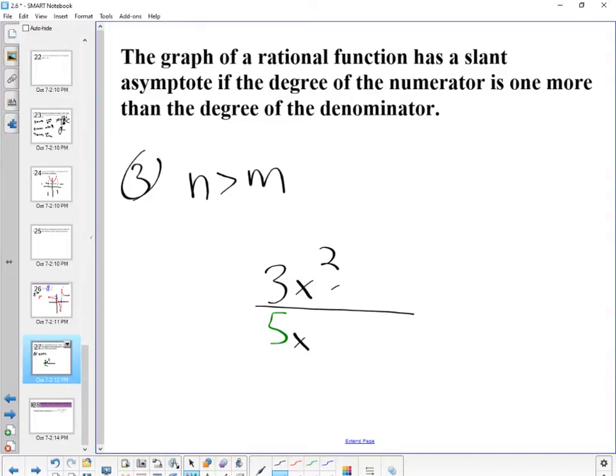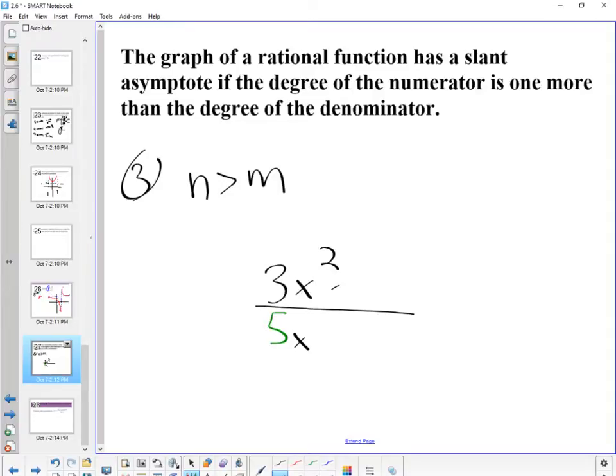Listen to my voice. When the degree of the numerator is exactly 1 degree higher than the denominator, you will have a slant asymptote. It doesn't matter if it's a 2 with a 1, a 1 with none. It's still 1 degree. It follows the rule.